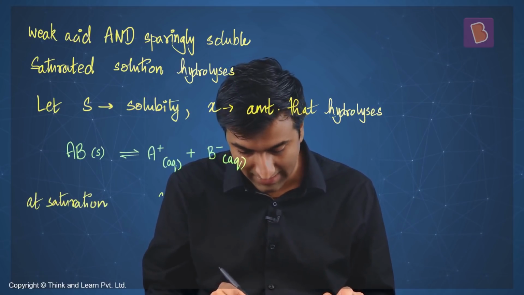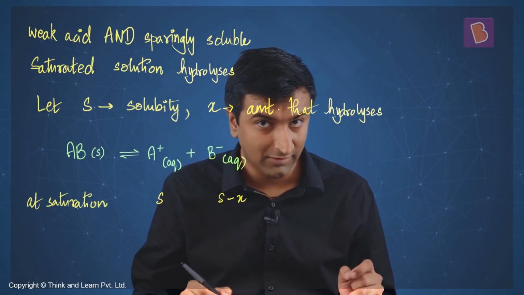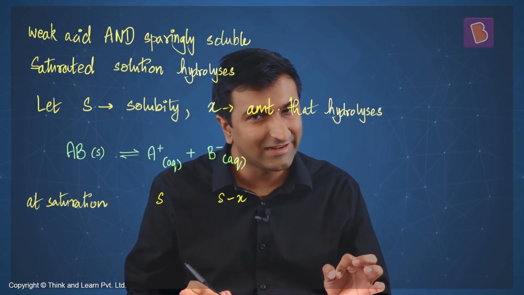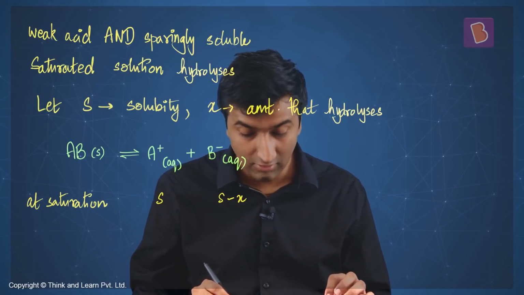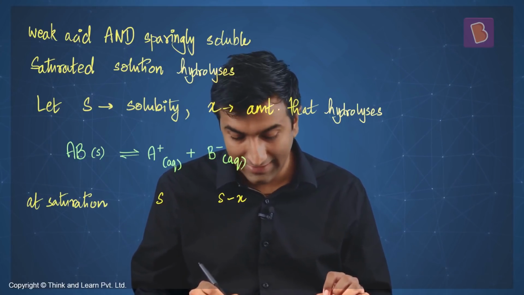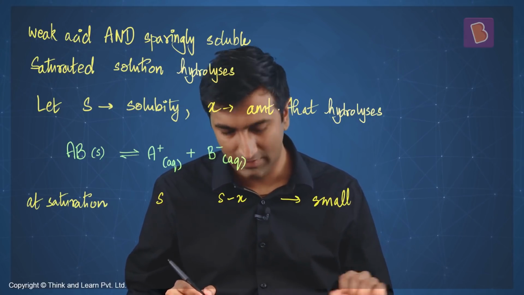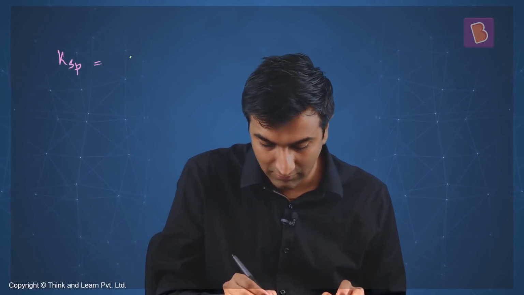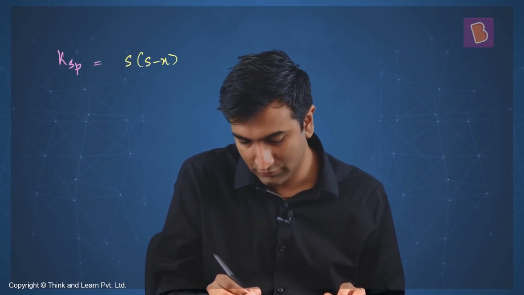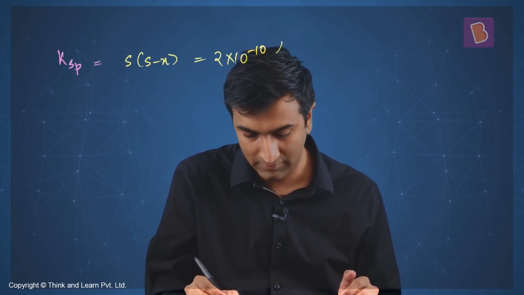What happens if I have some S and say S minus X of B minus, because B minus hydrolyzes just a little bit? Actually no, it hydrolyzes quite a lot. S minus X should be really small. That's what I'm guessing right now. I'll tell you why. Let's see if my guess is right. So KSP now will simply be equal to S into S minus X, which is equal to 2 × 10^-10. This value is given to me in the question.